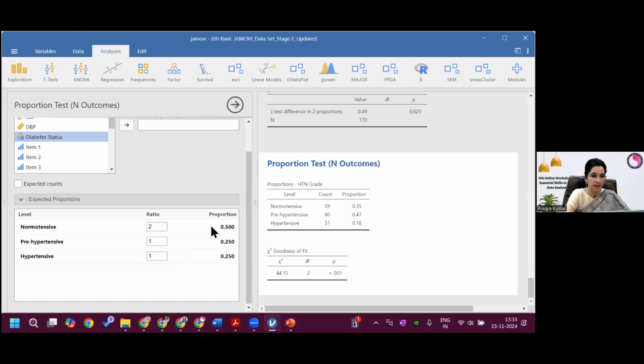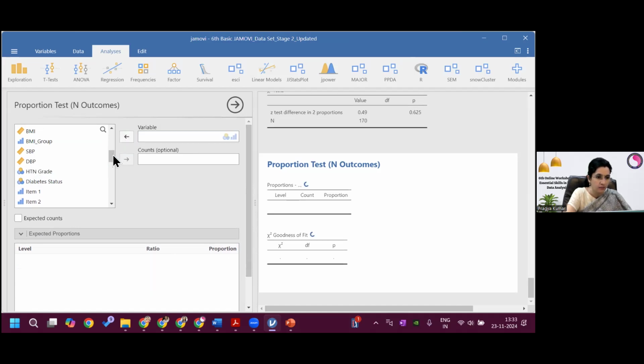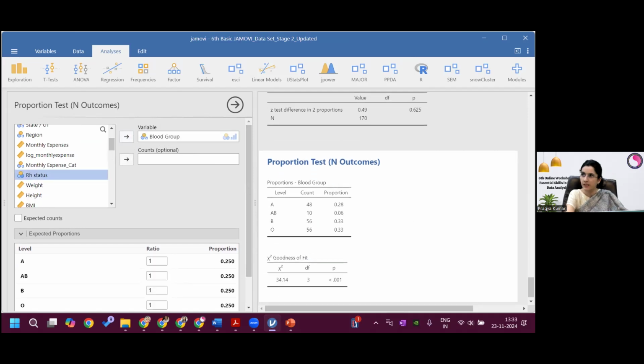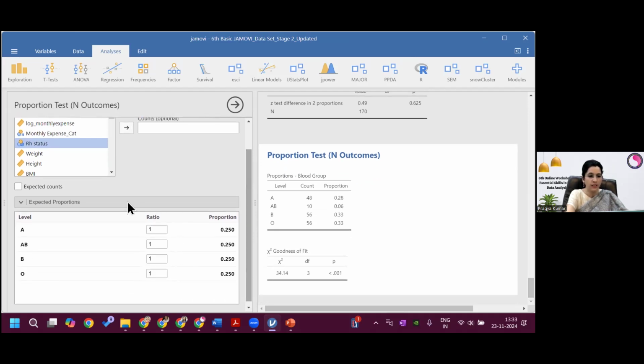Like, let's say if I just give the example of blood group. Blood group, and Dr. Shamshad is checking the distribution, the normal distribution of blood group. So if you don't do anything, it will take all these 4 as equal. And then it is showing that 28% is A, but AB is only 6%. And then you can see it is significant, right? If you know, then you can write the proportion here.